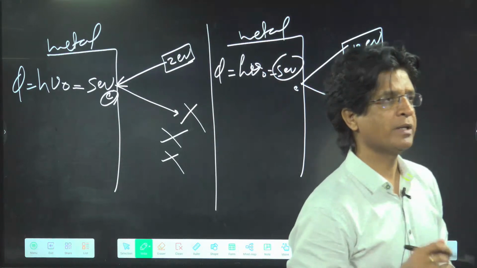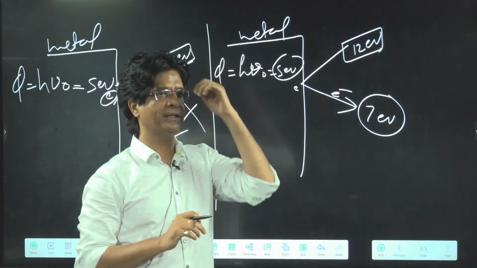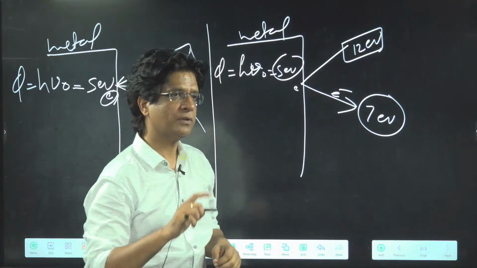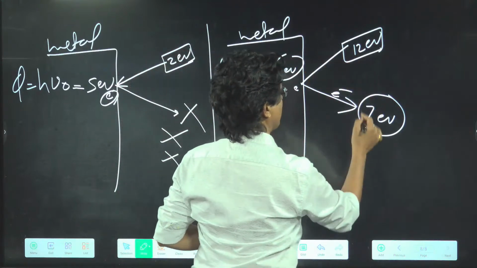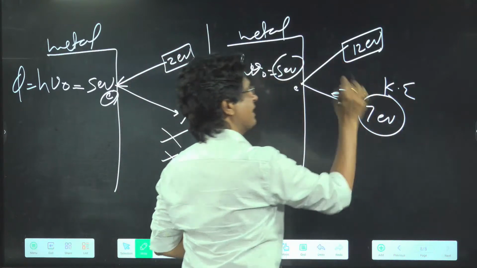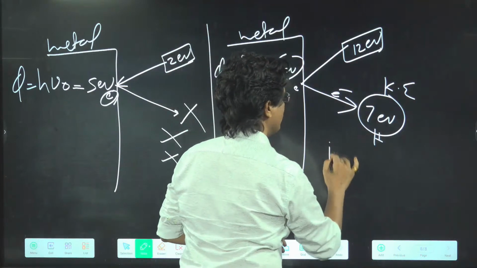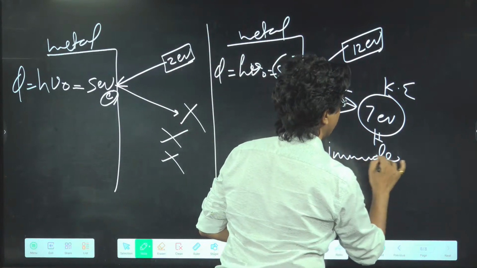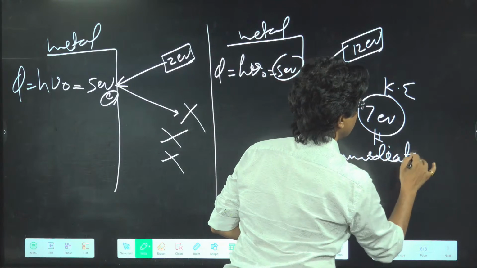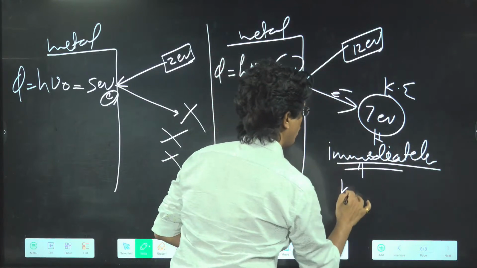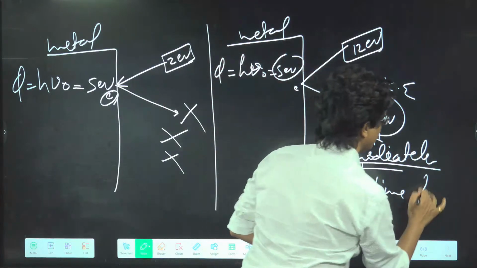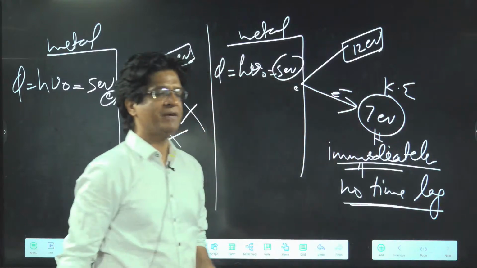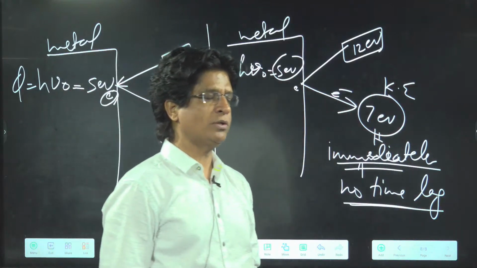Everyone out there, are you getting that? That means this electron will come out with a kinetic energy of 7 electron volt, and that too immediately. Are you getting that? Immediately. There is no time lag. Yes or no? So Einstein was able to prove that there was no time lag.